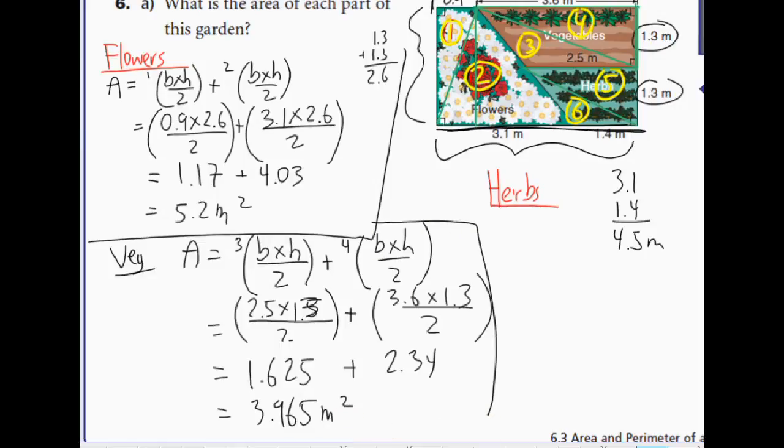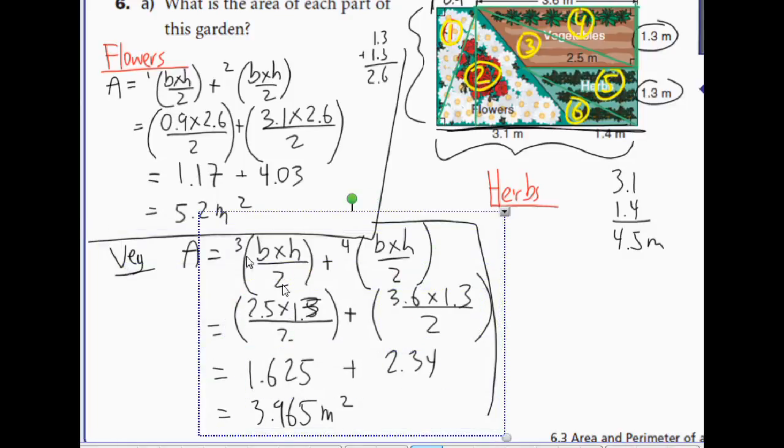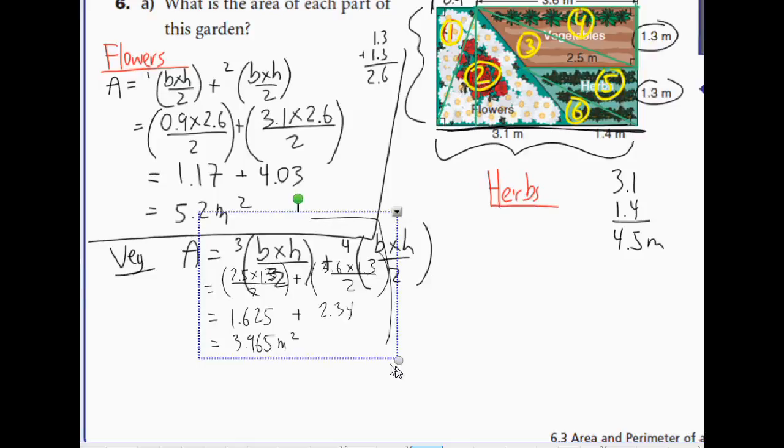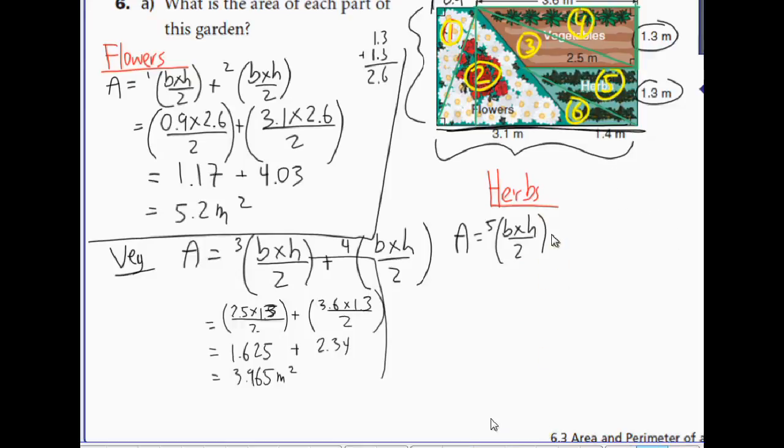Now the herbs. Let's see if I can make this whole section smaller so we can get the herbs together. I think we can do that. There we go. Kind of got it smaller off to the side. And let's get our herbs rolling here. Area equals, we're going to be looking at triangles 5 and 6. Triangle number 5, base times height divided by 2. Plus triangle 6, base times height divided by 2.